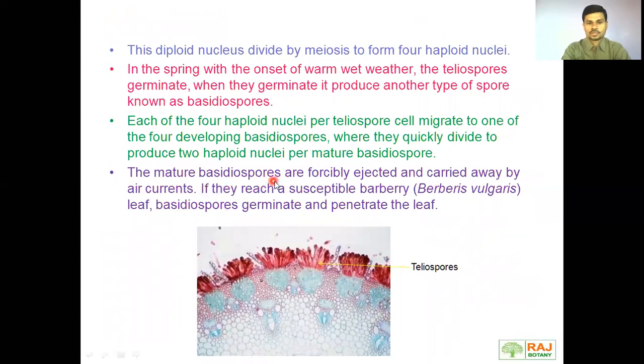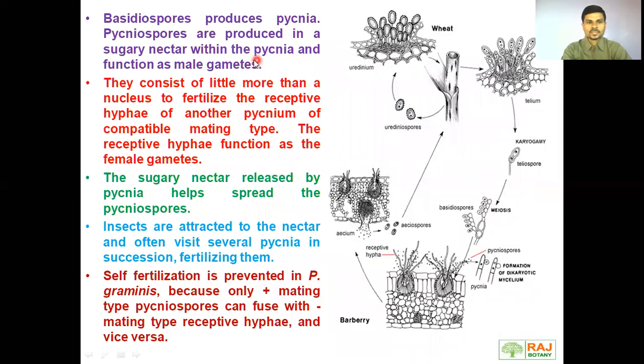The mature basidiospores are forcibly ejected and carried away by air currents. If they reach a susceptible barberry plant, especially the leaf of the barberry plant, these basidiospores germinate and penetrate the leaf. Basidiospores produce the pycnia. Pycniospores are produced in a sugary nectar within the pycnia and function as the male gamete.